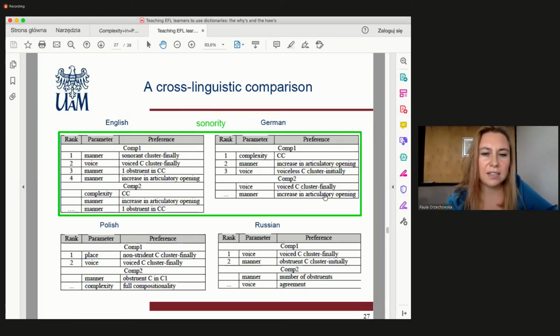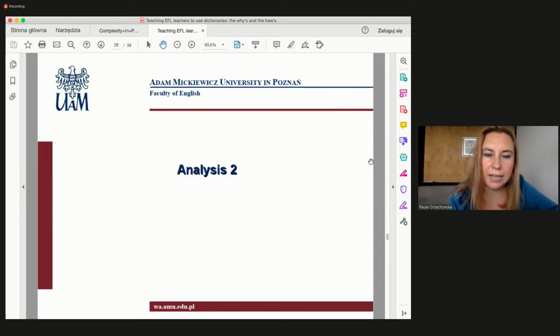But the surprising thing is, in Polish and Russian, we get different variables. In Polish, for example, we have place of articulation, that's point number 1. As you can see, rank 1, place, non-strident consonant cluster finally. So suddenly place of articulation comes into play, which probably we would not really expect. We also have voicing, we have manner of articulation, complexity, but generally this shows us that sonority is not really a reliable measure because it just doesn't include place as a feature in the scale. And that's why maybe it cannot provide a good account of complexity of classes in some languages.